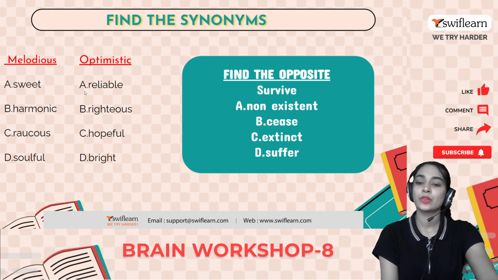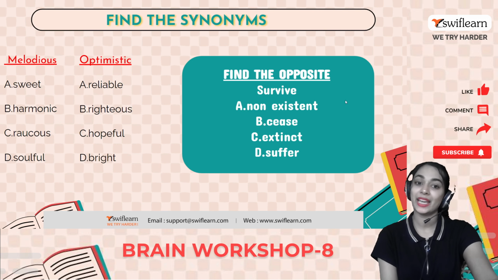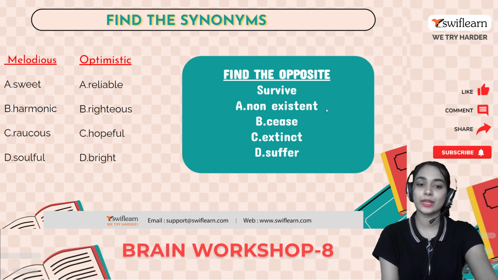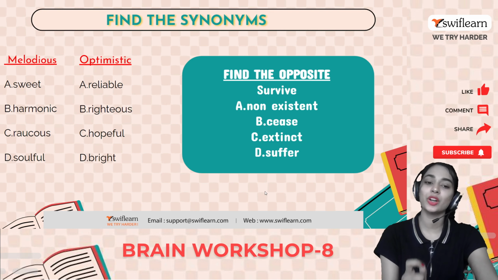Optimistic. Option A, reliable. Option B, righteous. And option C, hopeful. Option D, bright. Which is the answer? And here you have to find the opposite. The word is survive. Option A, non-existent. Option B, cease. Option C, extinct. Option D, suffer. I hope you got the answer.